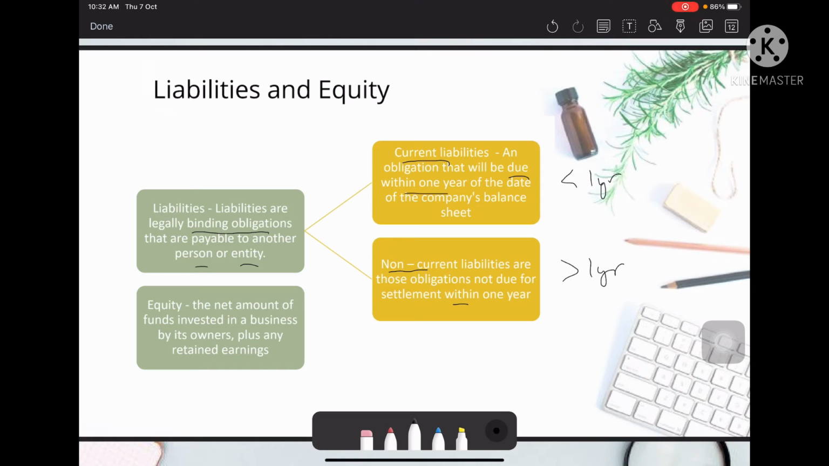So kita akan categorize it as the non-current liabilities. Alright, so equity pula macam tadilah sama, the net amount of funds invested in a business by its owner plus any retained earnings. So yang ni capital lah, capital like common share, preferred share, and also the retained earnings.